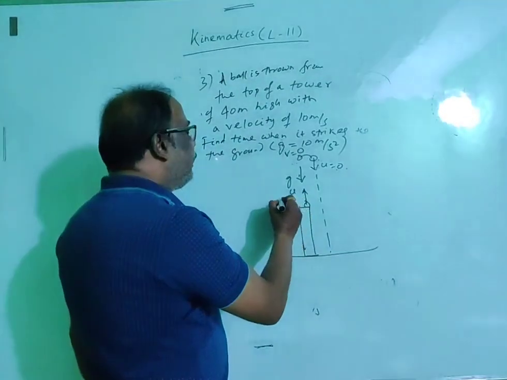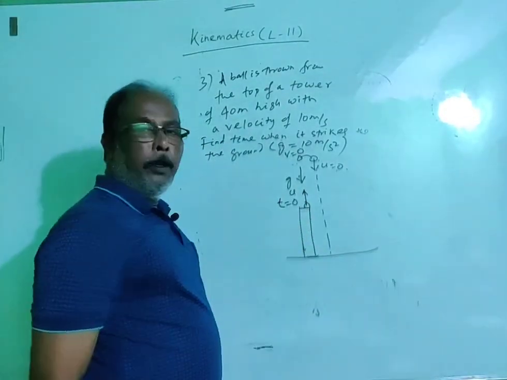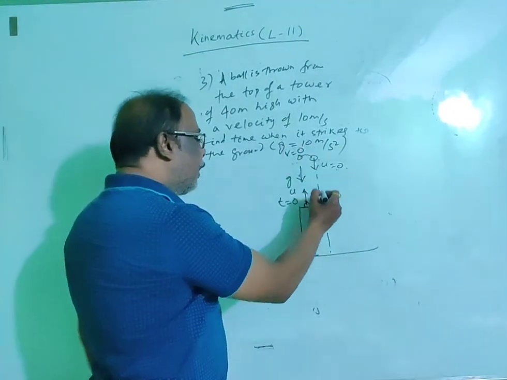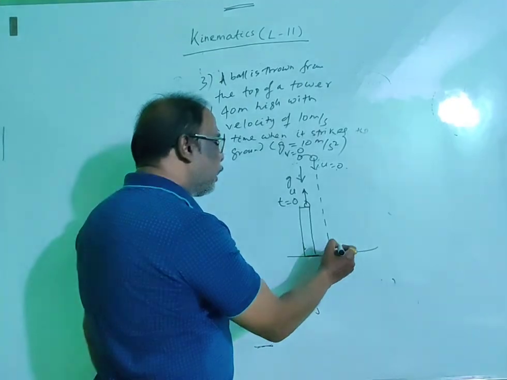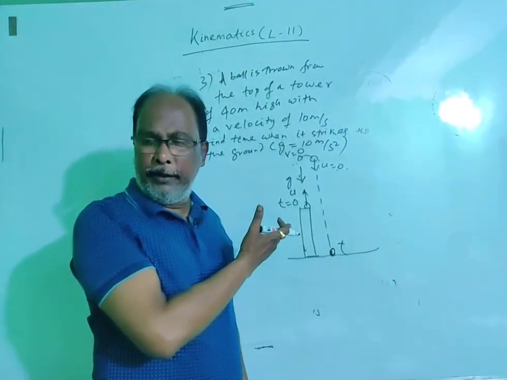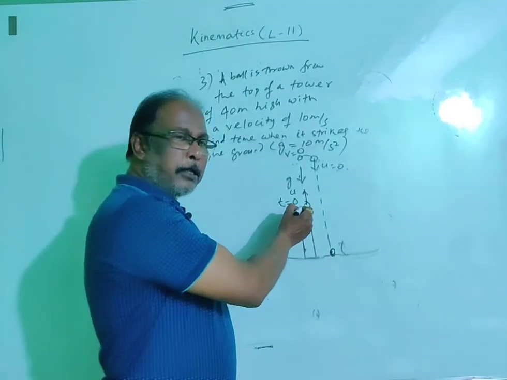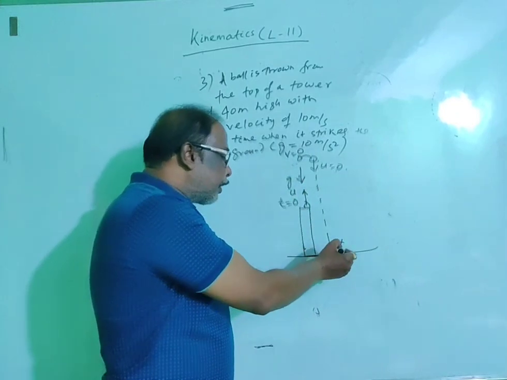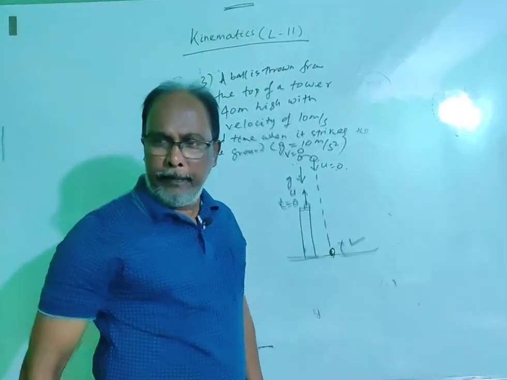Like when the body is thrown, at instantaneous time t is equal to zero, the body goes up and finally touches the ground when time is t. Means here t is total time of flight. The body starts its motion when t is equal to zero. The body strikes the ground when time is t.